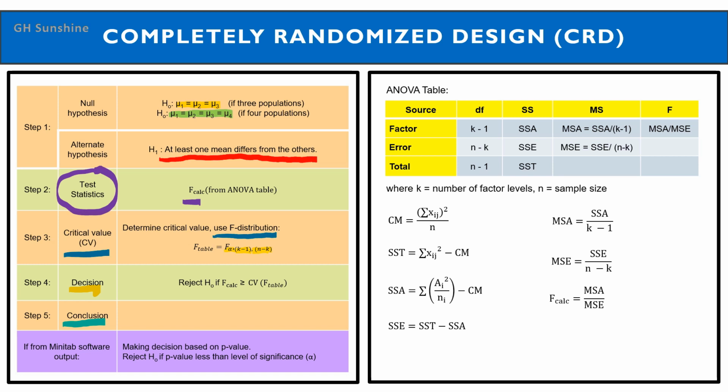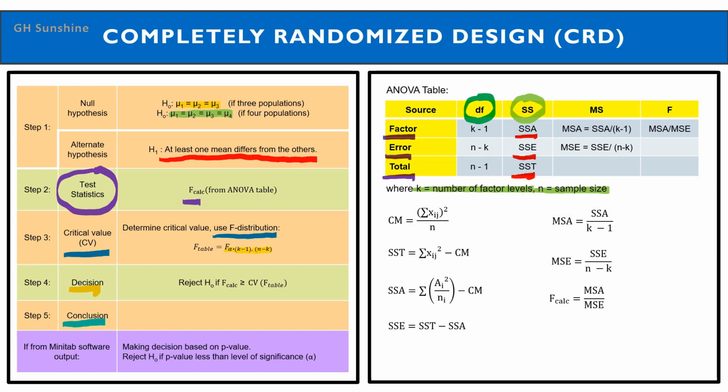First step, look at the source column. We have factor, error, and then total. The second column is degrees of freedom: k minus 1, n minus k, and n minus 1. K is the number of factor levels, meanwhile n is the sample size. The third column is the sum of squares. We will calculate the sum of squares for the factor, then the sum of squares of errors, and last one, the total sum of squares.